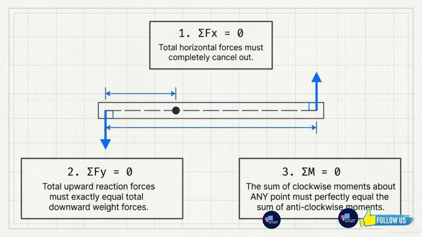And this slide, this is pure gold, children. For any object that's not moving and not rotating, these three conditions must be true. They are your secret weapons for solving statics problems. Rule number 1, all the forces going right must perfectly balance all the forces going left, so their sum is 0. Rule number 2, all the forces going up must perfectly balance all the forces going down. Their sum is also 0. And rule number 3, about any point you choose, all the clockwise turning effects must perfectly balance all the anti-clockwise turning effects. If these three things are true, that object isn't going anywhere.